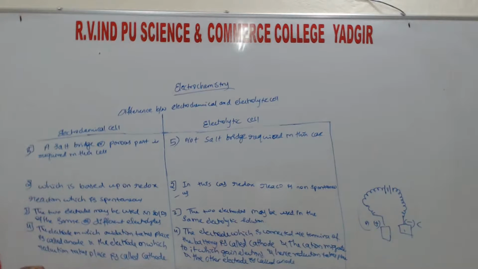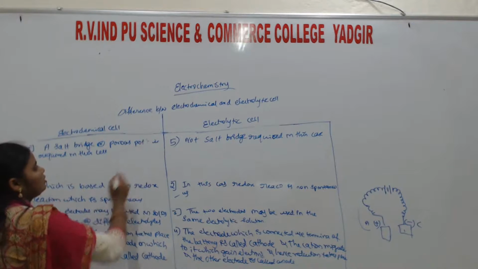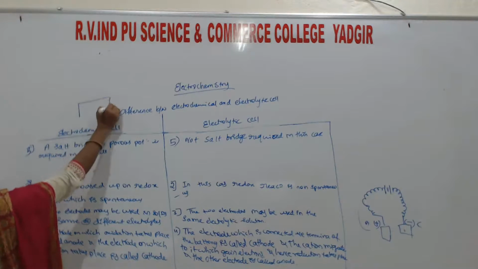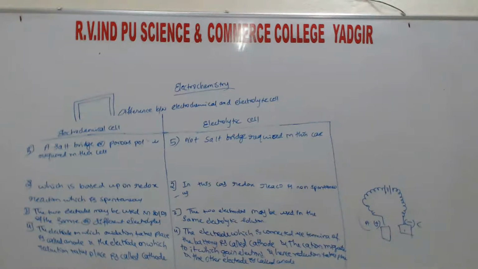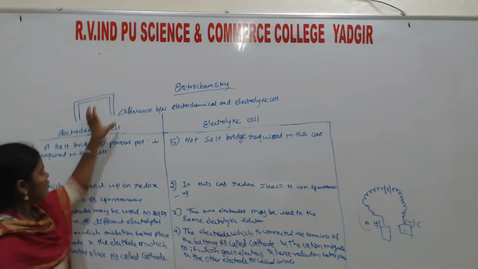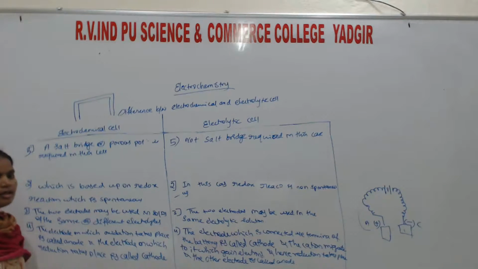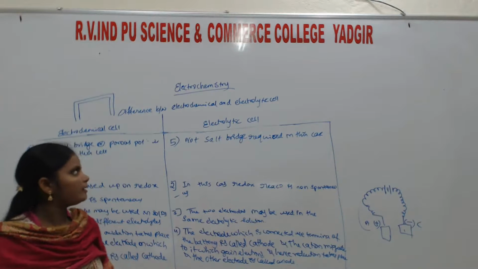A salt bridge or a porous pot is required in the electrochemical cell. The salt bridge is like the one I already showed in the last class, and it is not required for the electrolytic cell. These are the differences between the electrochemical and electrolytic cells.